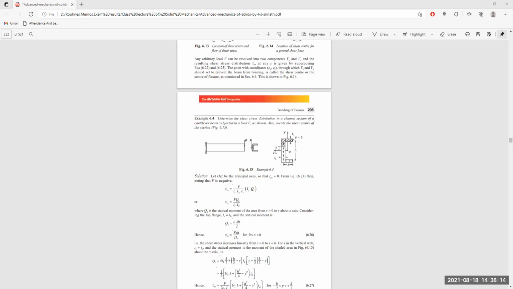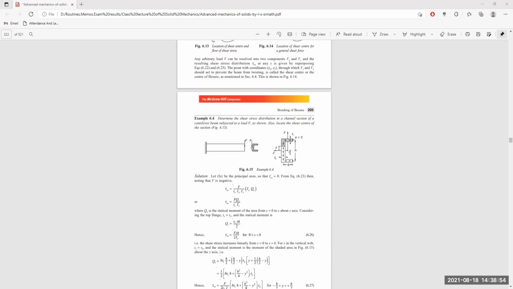Our coordinate axes O, Y, Z are here, and our section is symmetrical about the OZ axis, but not about the OY axis. We will consider the sectional area as shown in the figure. It is away by the amount y from the Z axis. The thickness of the upper flange is equal to t1, and that of the lower flange is equal to t2. Let OYZ be the principal axes so that Iyz is equal to 0.